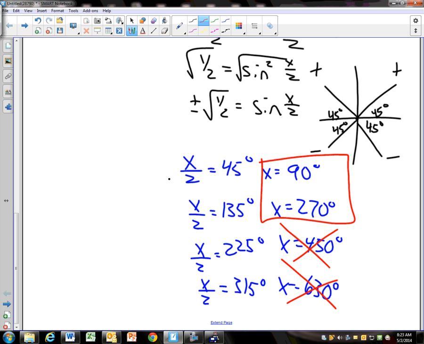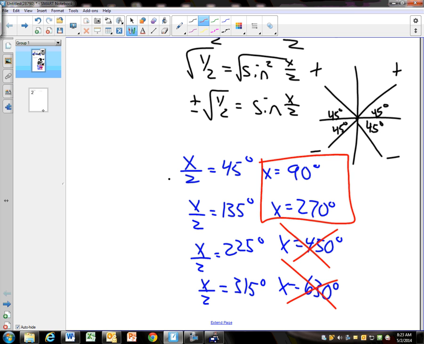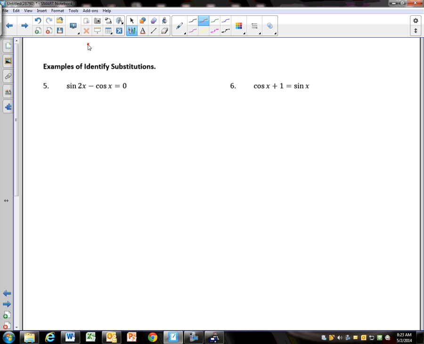Not too bad, a little bit more tricky, right? All right. These last 2 are the toughest. Are you ready? Here we go. What's different about number 5? It's got a sine and a cosine. We've seen that. Okay, they're on the same side. We can move it over, get sine 2x is equal to cosine of x.